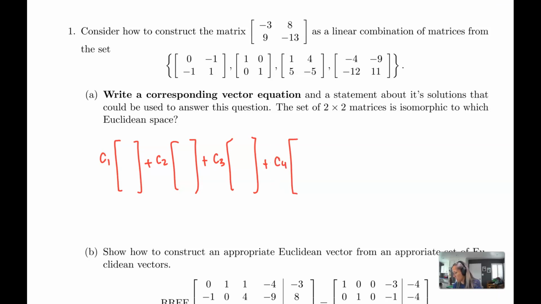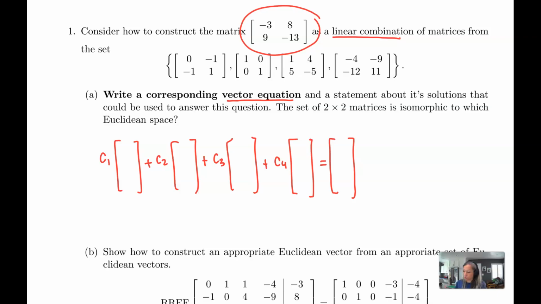Because that's what we're looking at, this linear combination. And it needs to be a vector equation, so I need an equal sign. And it's nice for linear combination because we have a result vector, so we could just go ahead and write that. The first thing we had to do was convert all of these matrices into vectors.